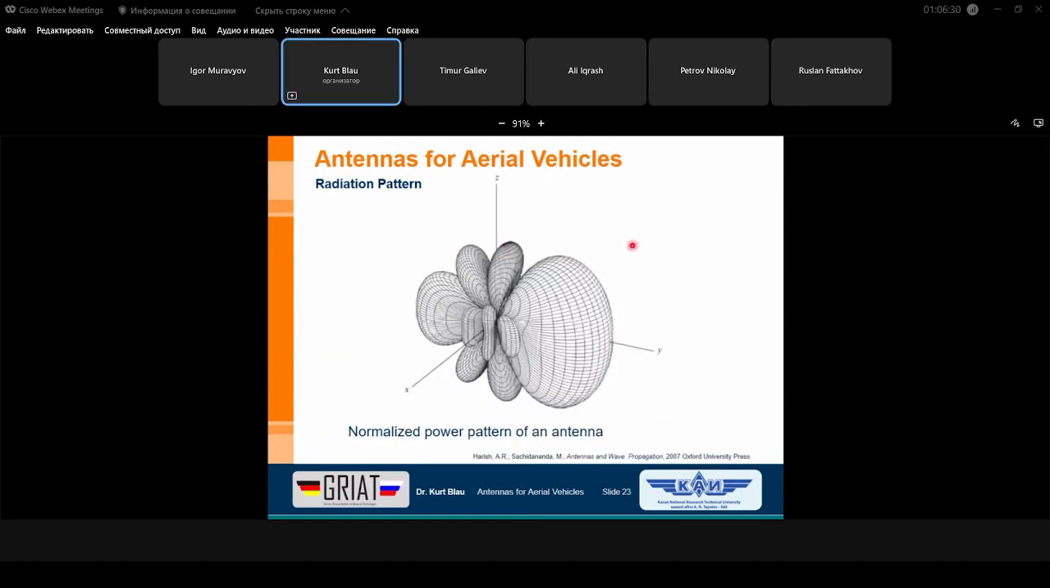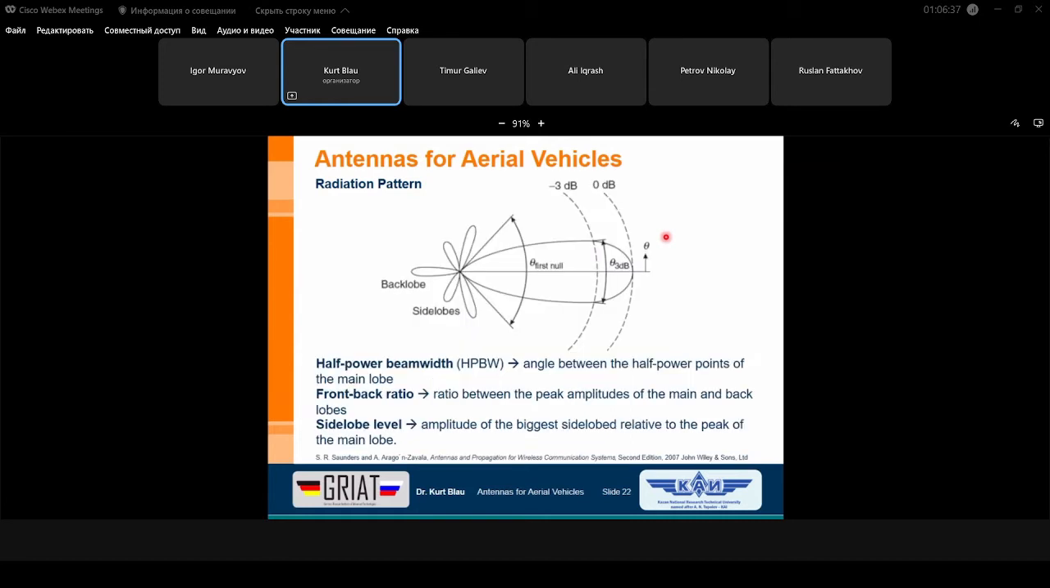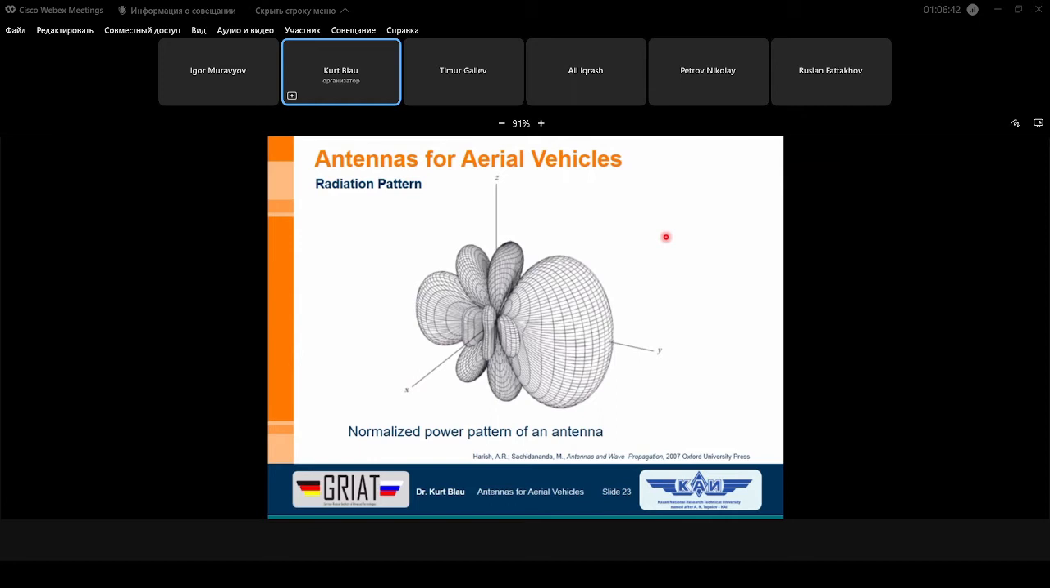Here you can see a full 3D diagram of such an antenna. In principle it's not the same as here, but it's a little bit more complicated. We also have special cuts in the antenna measurement philosophy. This is the practice.